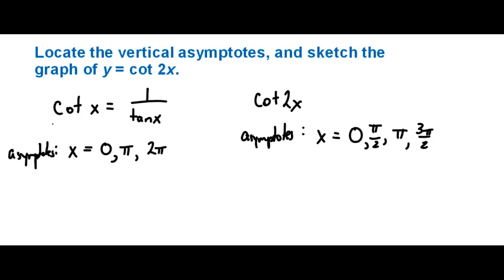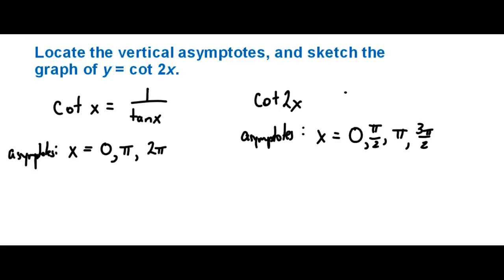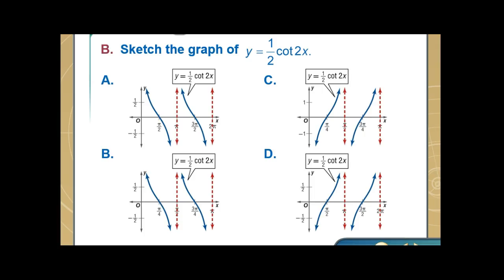So let's go ahead and look at the graph to verify this. So if we put 1 over tangent of 2x, we'll get our first function there. Now, as you can see, my second function is compressed by a factor of 2. So now see if you can figure out what the graph of 1/2 of the cotangent of 2x should look like.